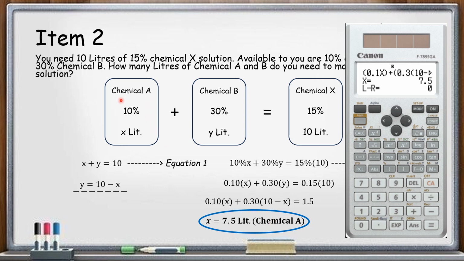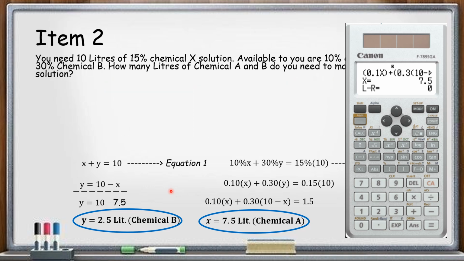All right, this is just the first chemical, chemical A. Remember, we're looking for 2 chemicals. So for chemical B, all I have to do is substitute the value of X here to the first equation. Since we are focused on the volume, we will get this equation continued. And the final answer for Y is 2.5 liters of chemical B.